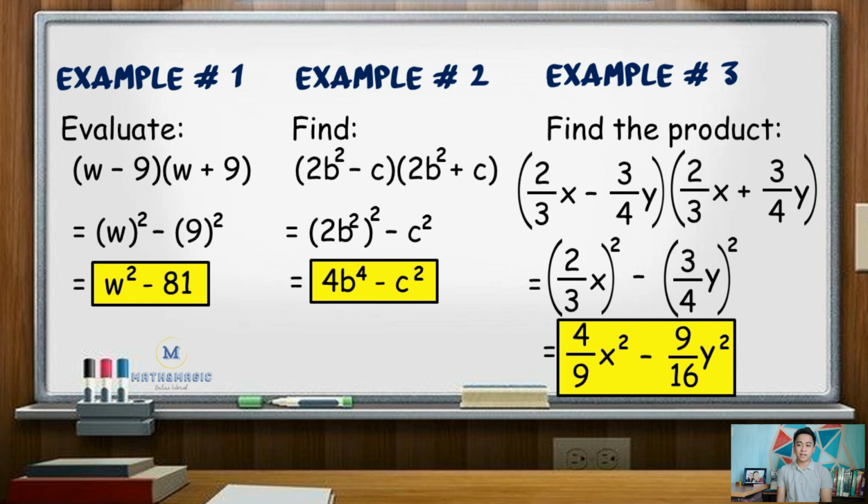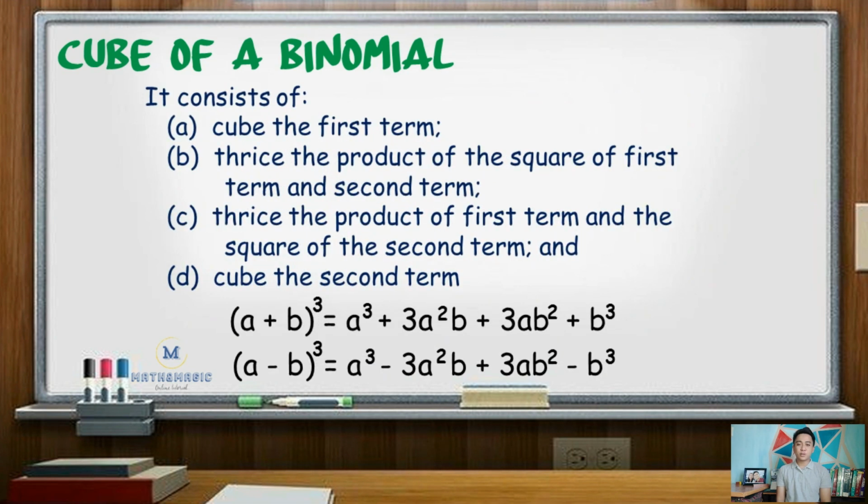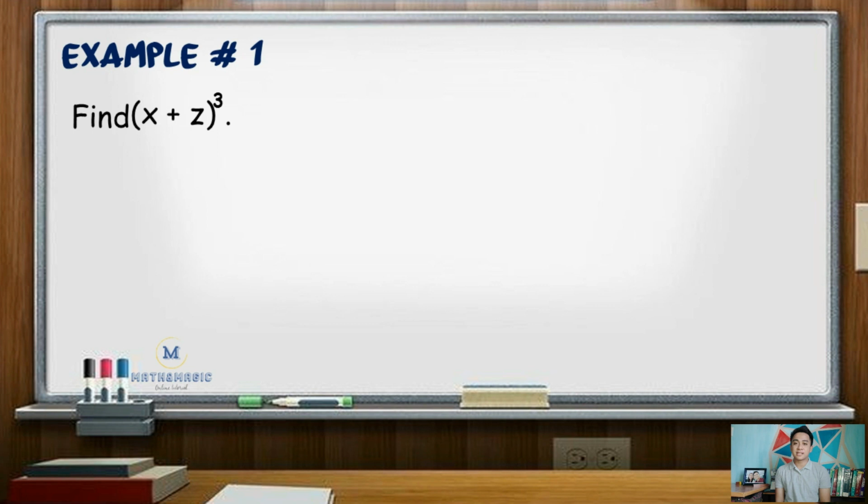Last, for the special product, we have the cube of a binomial. To find the cube of a binomial, we first need to get the cube of the first term, thrice the product of the square of the first term and the second term, thrice the product of the first term and square of the second term, and cube the second term. As an example, say find the cube of quantity x plus z.